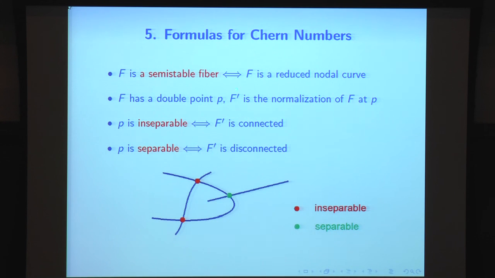A semi-stable fiber is a reduced nodal curve. For a double point P, we consider the local normalization around P. If P is this one, we separate the two branches. This is the local normalization of F at P. So P is inseparable means the local normalization is connected. P is separable means F prime is disconnected. So here, the two are inseparable. This one is separable. So in the semi-stable case, the local contribution is quite clear in the formula.